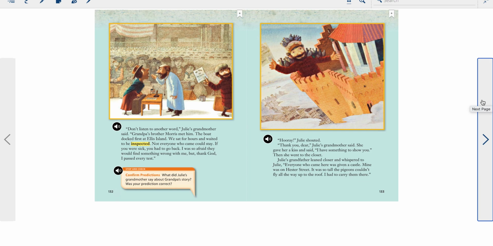"Thank you, dear," Julie's grandmother said. She gave her a kiss and said, "I have something to show you." Then she went to the closet. Julie's grandfather leaned closer and whispered to Julie, "Everyone who came here was given a castle. Mine was on Hester Street. It was so tall the pigeons couldn't fly all the way up to the roof. I had to carry them there."